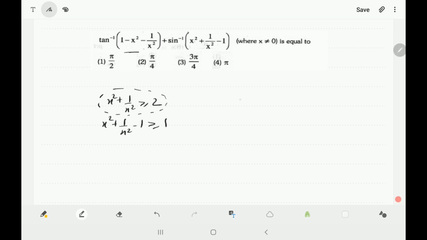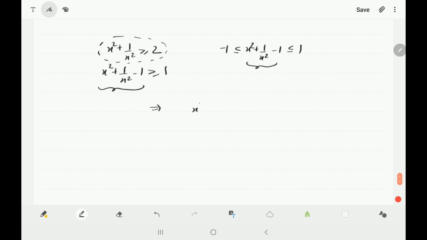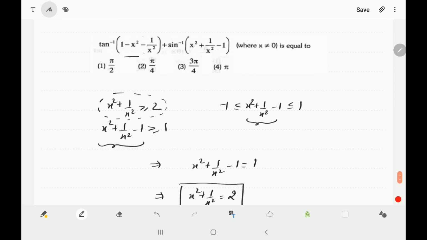Now for sine inverse, x square plus 1 by x square minus 1 should lie between minus 1 and 1 for sine inverse to be defined. This expression is telling us that x square plus 1 by x square minus 1 is greater than or equal to 1, and this expression is telling us that it should be less than or equal to 1. So for both these expressions to hold, x square plus 1 by x square minus 1 should be equal to 1. So we got the value of x square plus 1 by x square as 2. This is the only possible value.